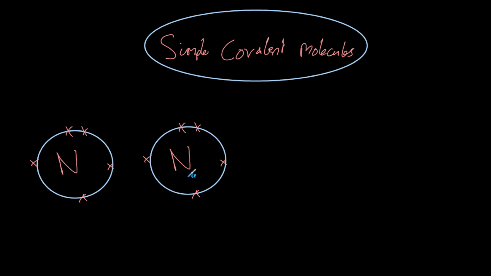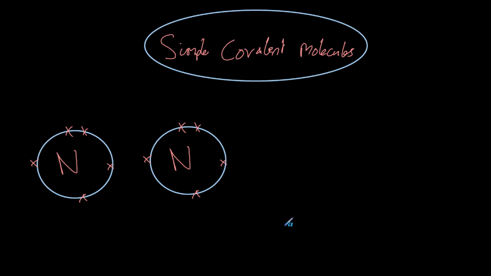Well, it's not a metal, and it's not going to lose any electrons, and it's not going to gain any electrons, because metals and non-metals bond together via ionic bonding, but these two nitrogen atoms are the same thing. They're both non-metals. And so what we're going to form here is, of course, a covalent molecule.